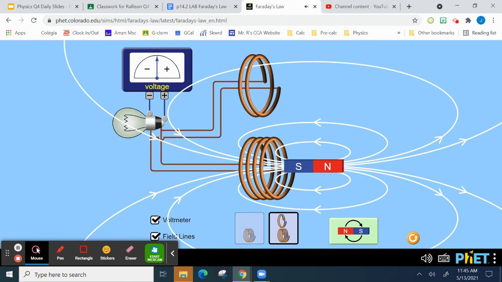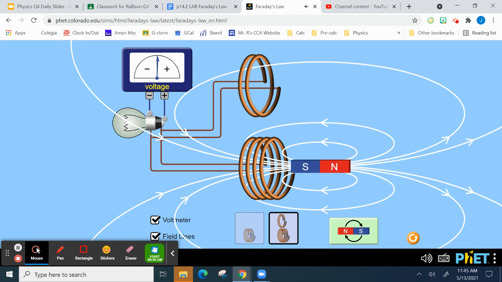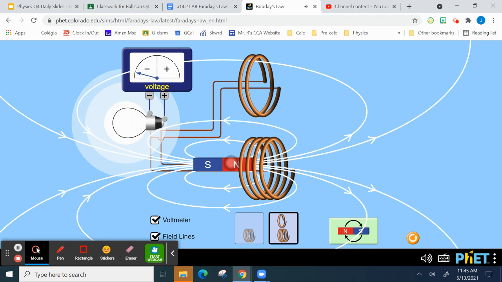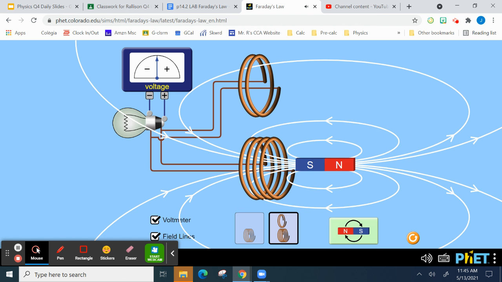Okay. So anyway, that's about enough for that lab. That's basically what you're really supposed to discover. They don't have it in this lab, but you can have the magnet be still and move the conductor and get exactly the same effect. It has to be relative motion between the conductor and the magnetic field. So you can move the magnetic field or you can move the conductor.